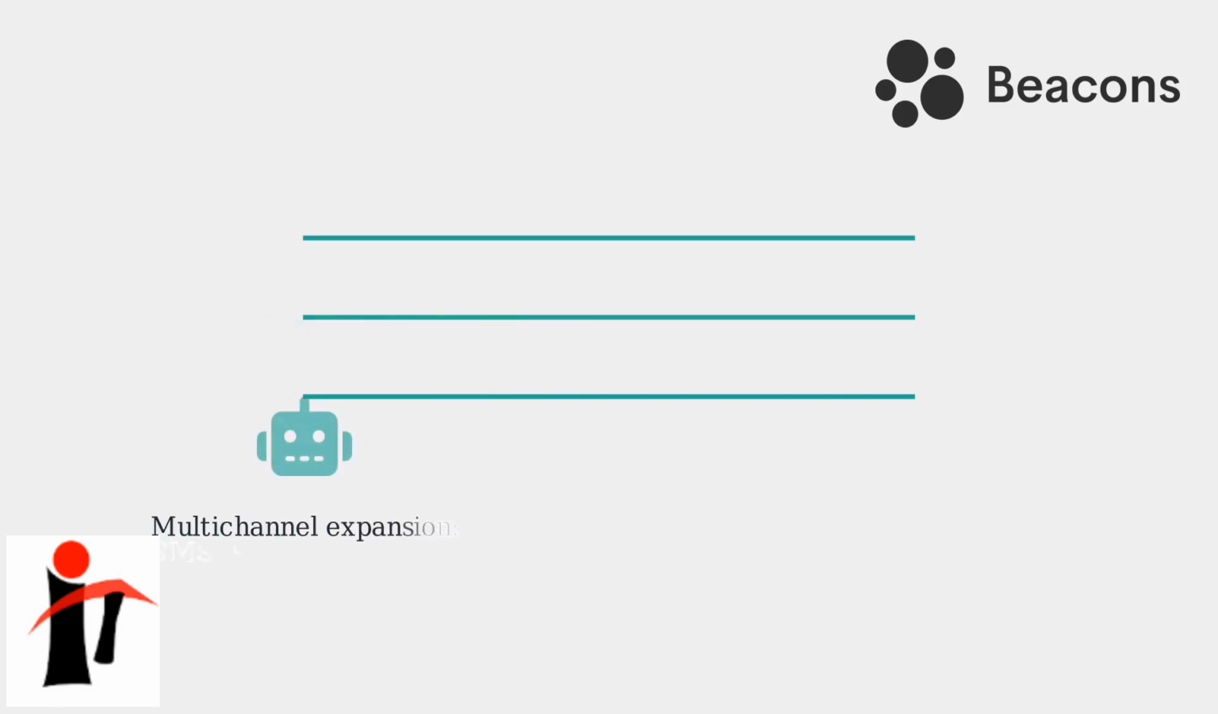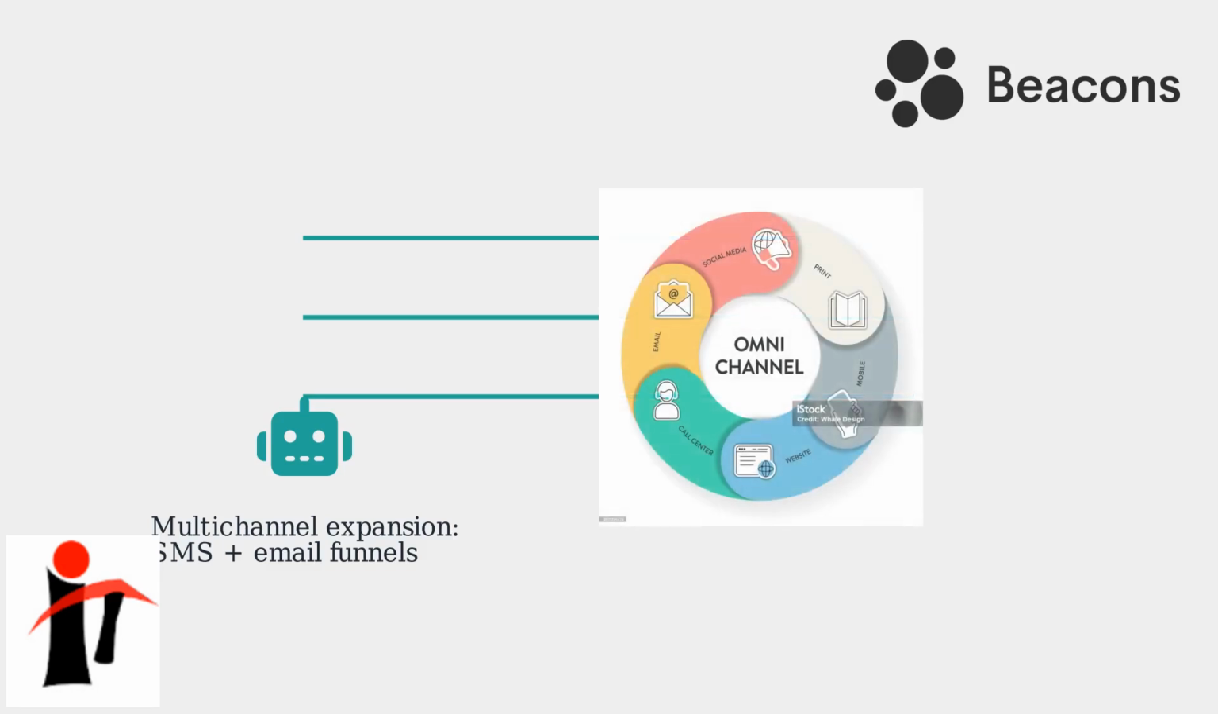Looking ahead, expect full AI autonomy in duplication, where the platform could auto-generate funnel variants. Industry experts predict Beacons.ai will expand into multi-channel funnels, combining SMS and email, driven by rising demand for omni-channel marketing.